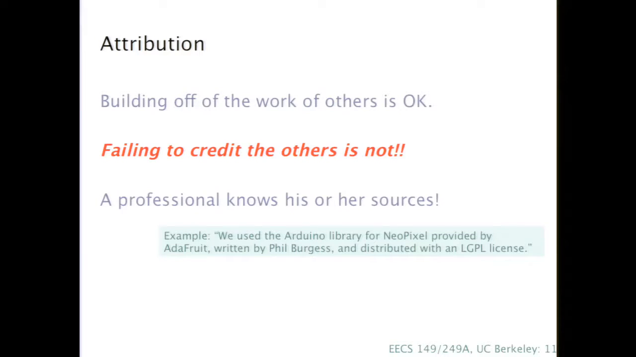But everything you use was created by a human. Who is that human? Or those humans, right? And it's distributed with an LGPL license. Pay attention to the licenses, right? You should know what the license is of any software you use.